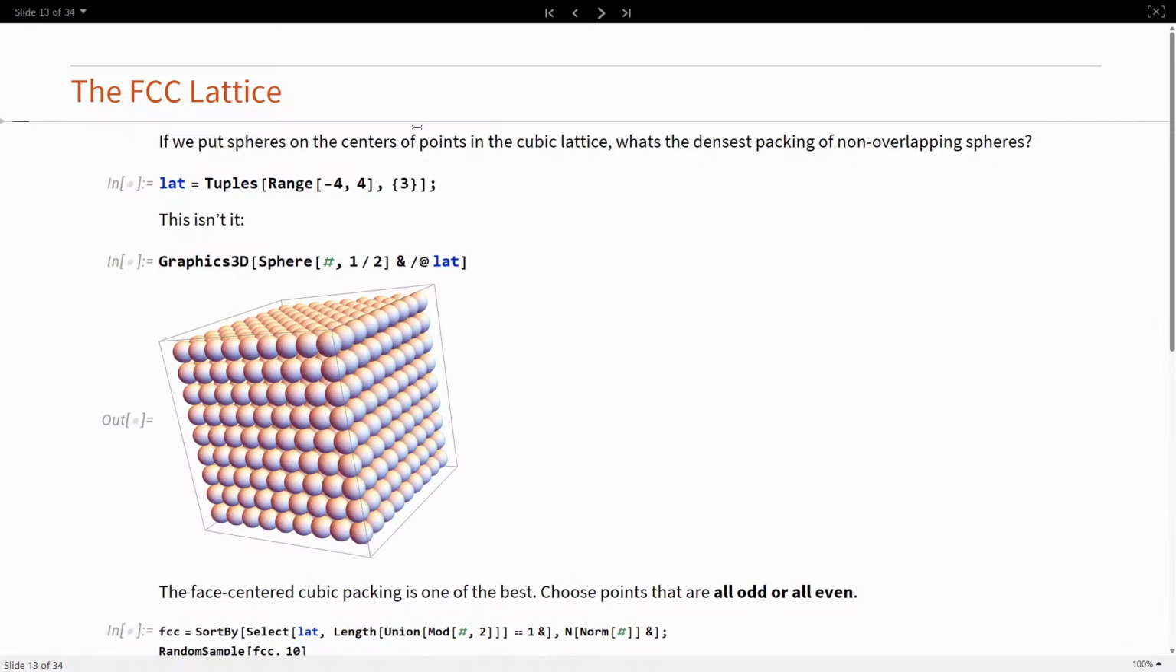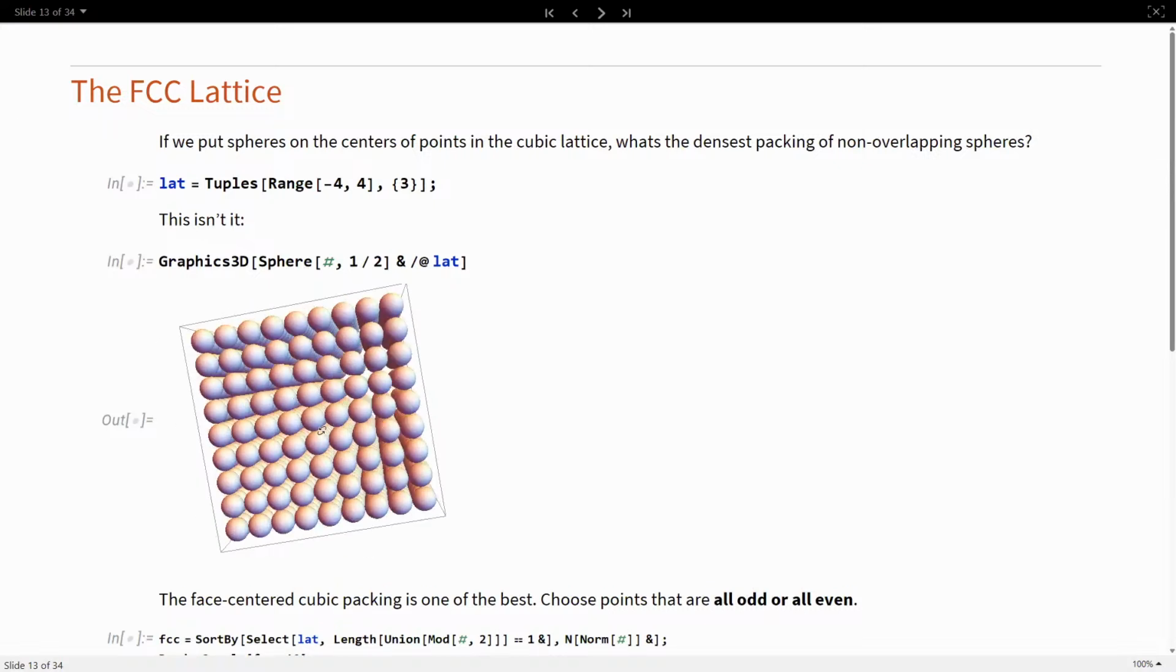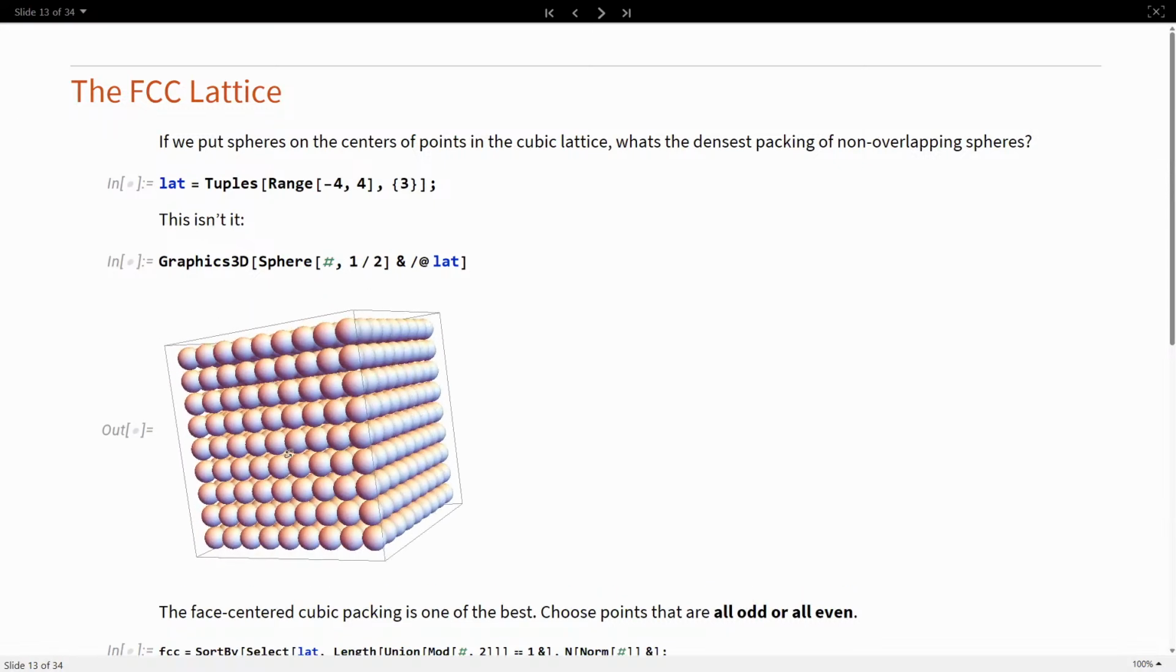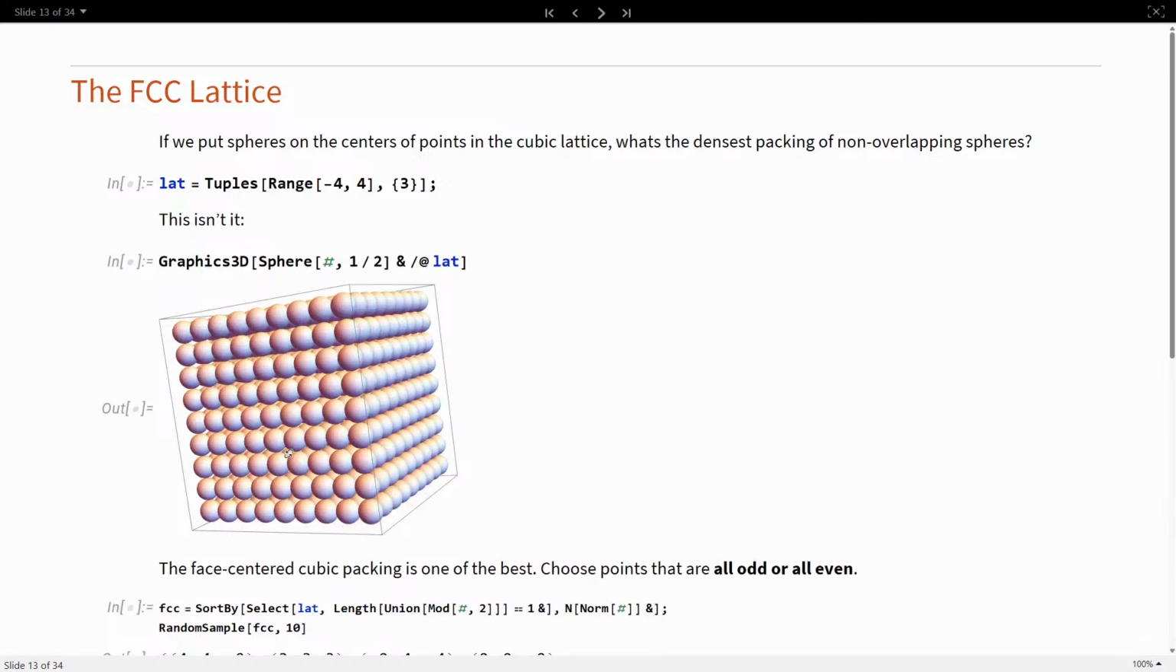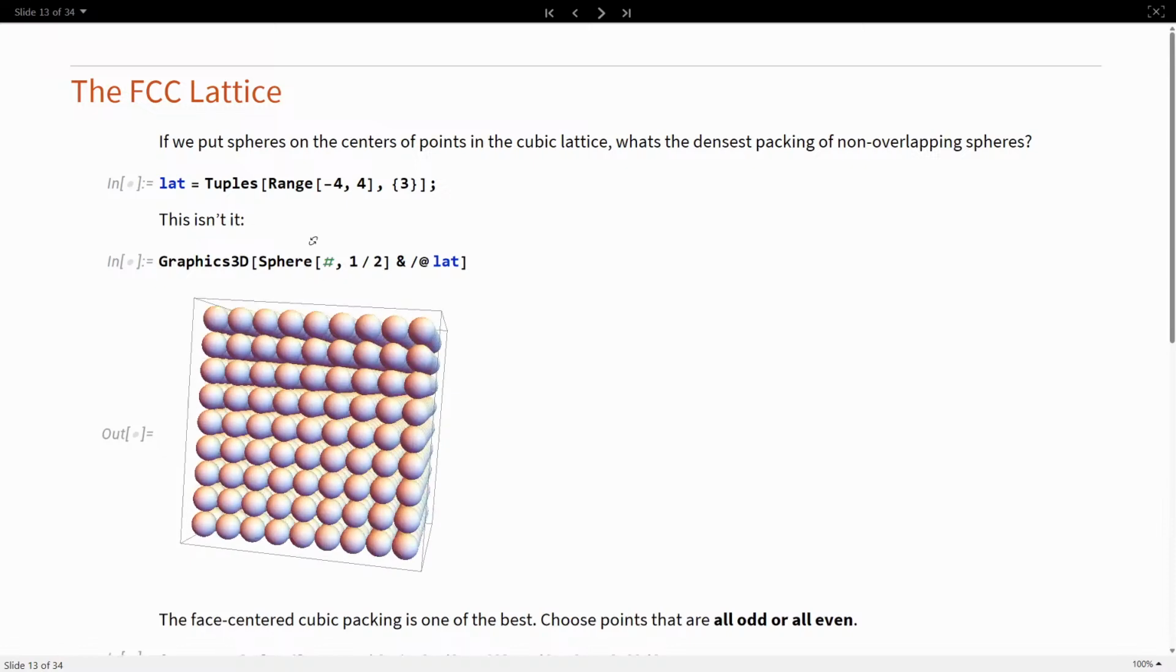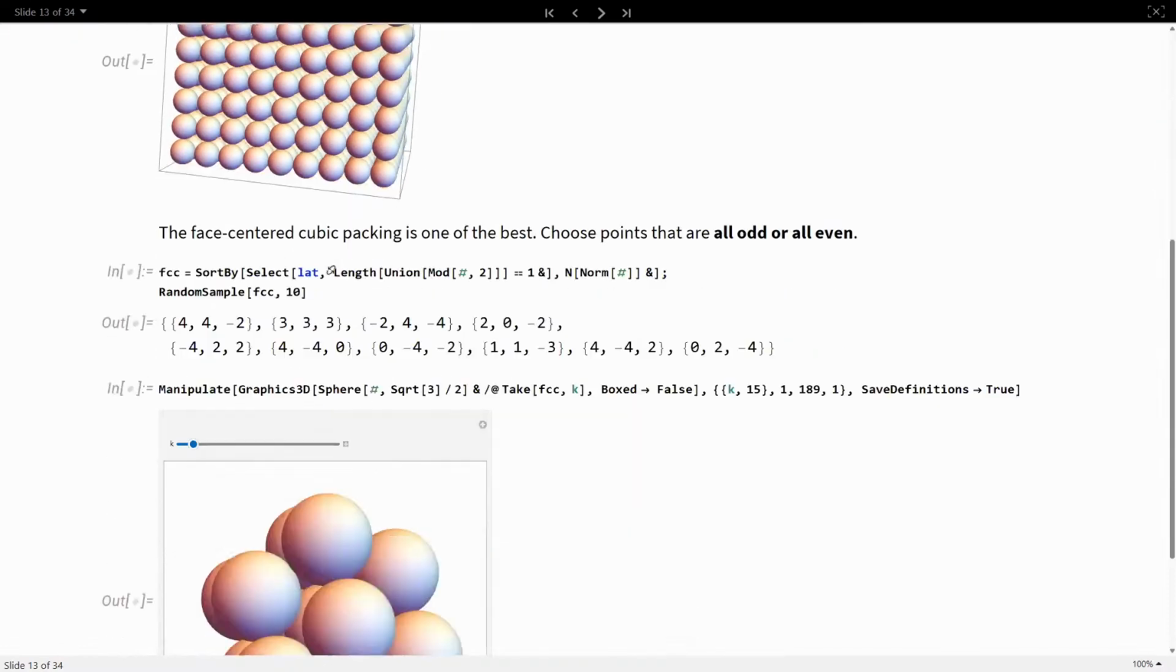So there's another lattice we can take a look at. Let's take a cubic lattice, and we want to make the densest possible packing of non-overlapping spheres. How could we do that? Well, this is not the densest packing here. The trick is to use the face-centered cubic packing, which is one of the two densest sphere packings.